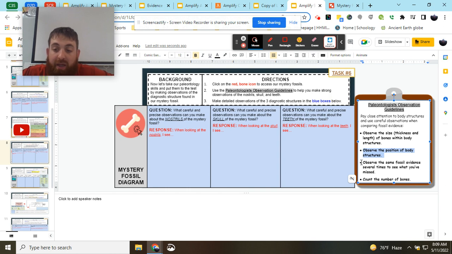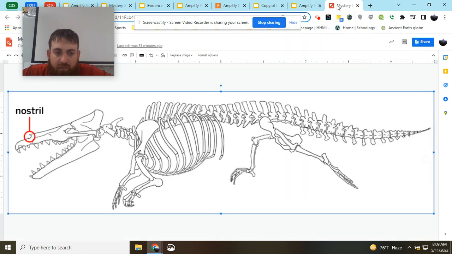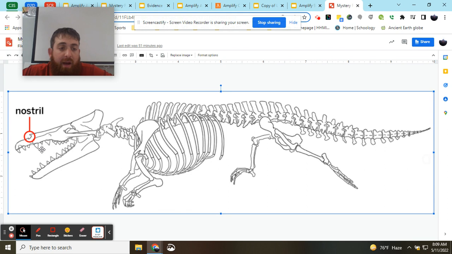Last but not least, we should be making observations of the same fossil several times, okay? Making sure that we go over our work, counting any bones that are a part of that structure. So, when we dive into this, we're going to be making observations about the nostrils, the teeth, and the skull.